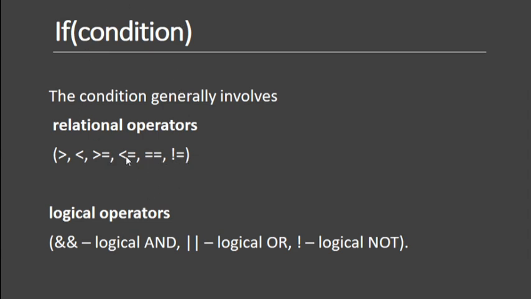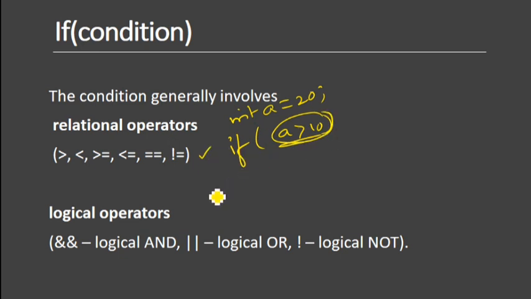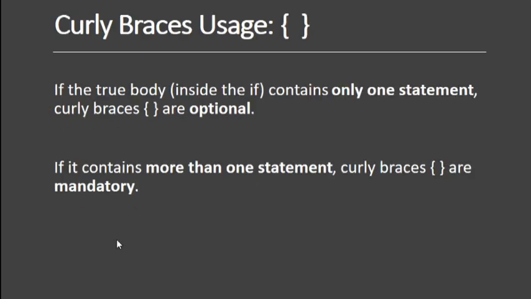In the condition, I may use relational operators as well as logical operators. These are logical AND, logical OR, and logical NOT. For example, I am writing here if condition, if a is greater than 10, and I initialize a as integer 20. These are the relational operators I'm going to use, and somewhere I'm going to use logical operators also. So let me discuss this in the program.